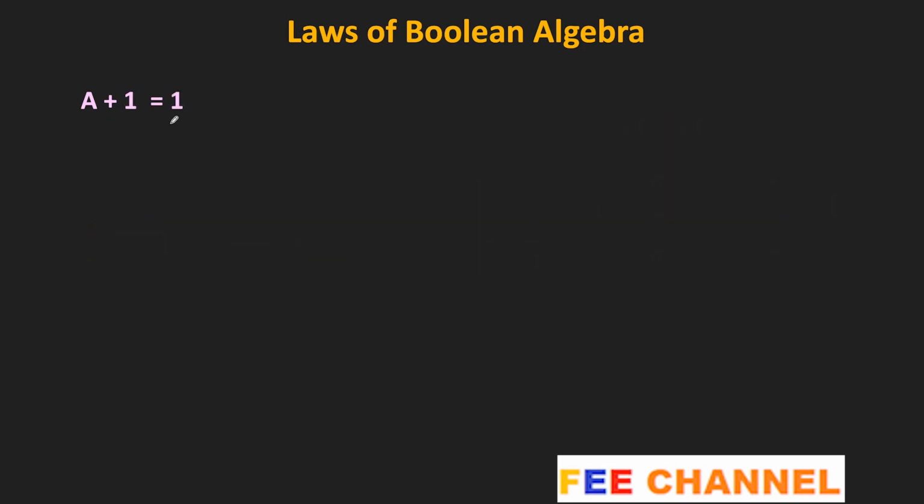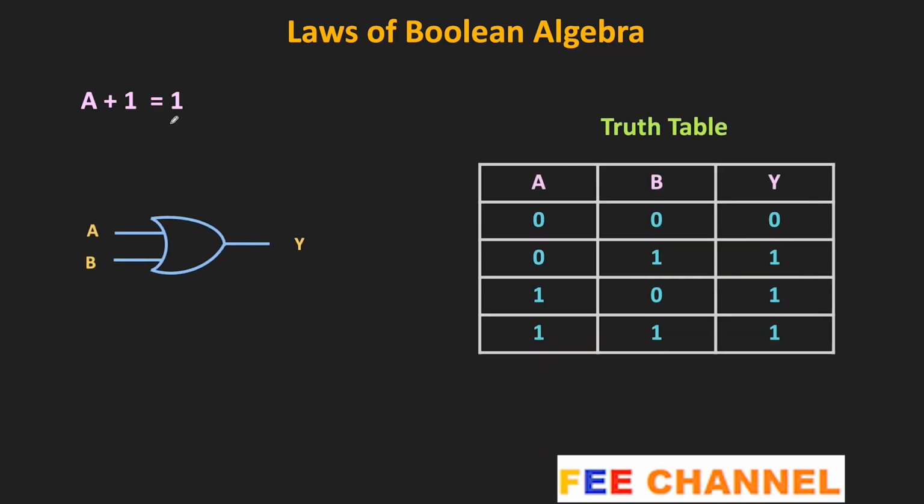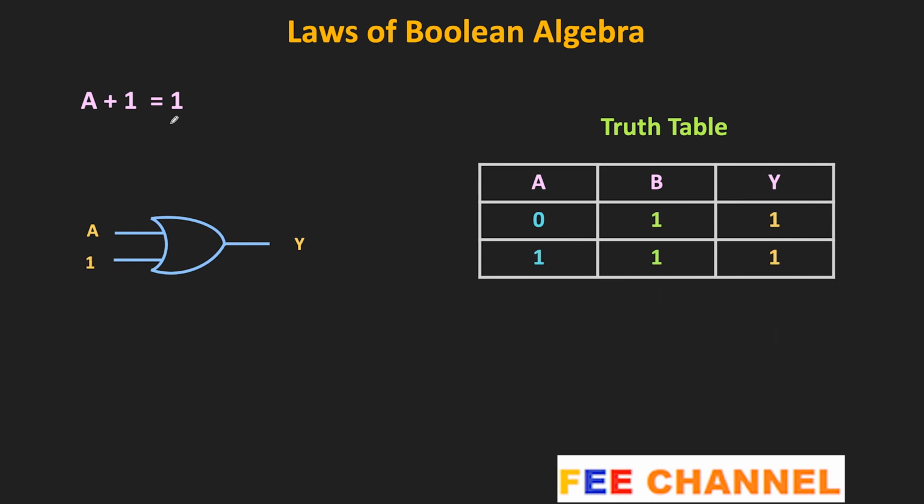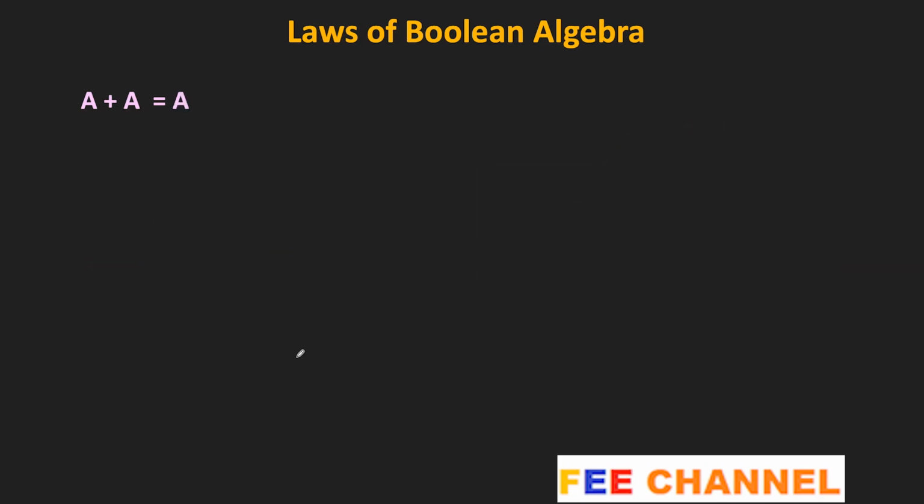Then the next is, A plus 1 is equal to 1. That means the OR operation of A and the logic 1 is always equal to 1. So, once again to prove that, let's see the truth table of the two-input OR gate. In this case, one of the inputs is always set to 1. For the OR gate, we know that when one of the inputs is 1, then the output is always equal to 1. And therefore, irrespective of the value of A, the output Y will always remain 1. That means A plus 1 is equal to 1.